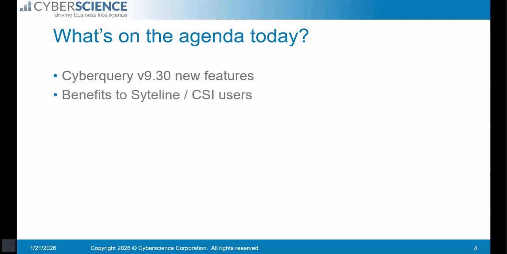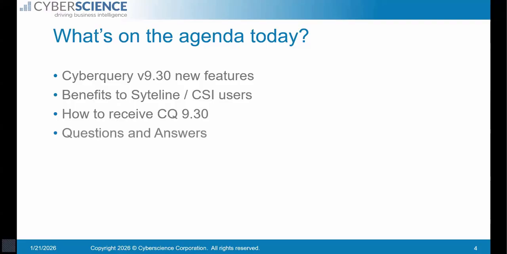But if you have a question or need the link, just send me an email. My email is going to be on the last slide that you'll see in the session. But today we're going to talk specifically about benefits to Sightline and CSI users. We'll also talk about how you receive Cyberquery 9.3. And again, it's easy. Just send me an email or contact support at us.cyberscience.com and they can help you out.